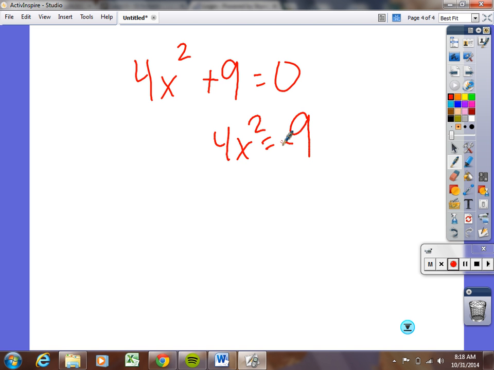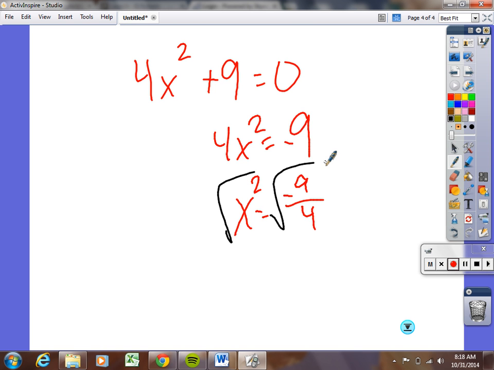Hunter, you okay with that so far? And then as Micaiah says here, we're going to go ahead and divide by 4. How do we take a square root of a fraction? Does anybody know? We just do the top and the bottom. Just take the square root of the top and the square root of the bottom. That's all you're going to do. Okay?